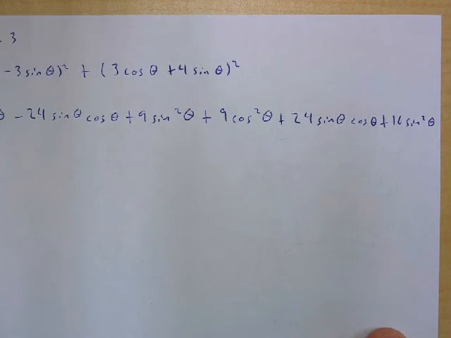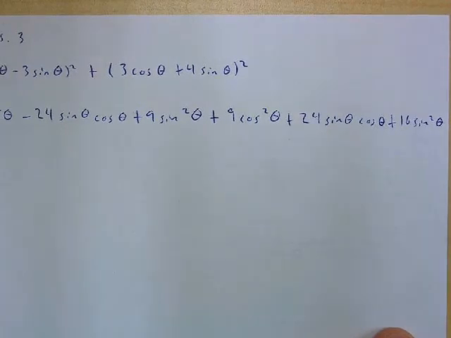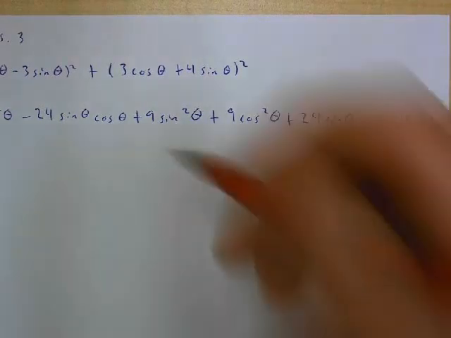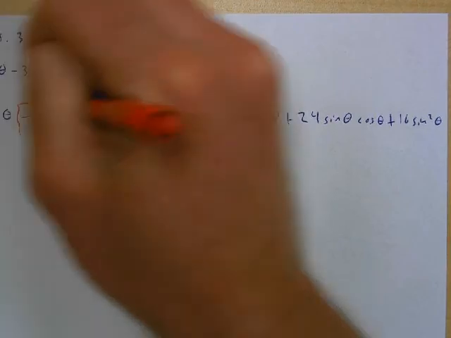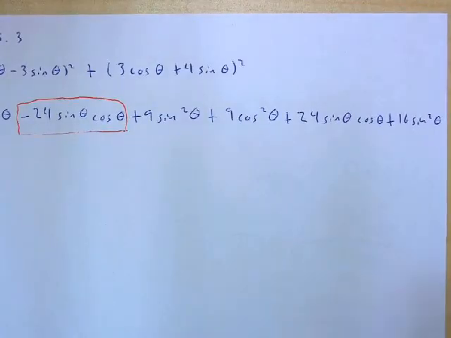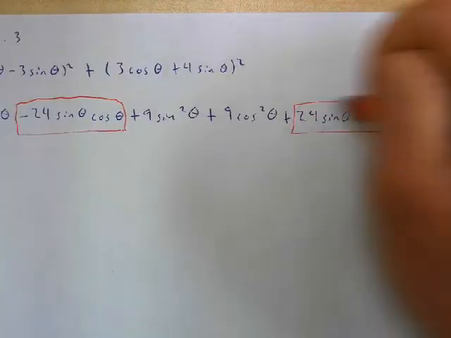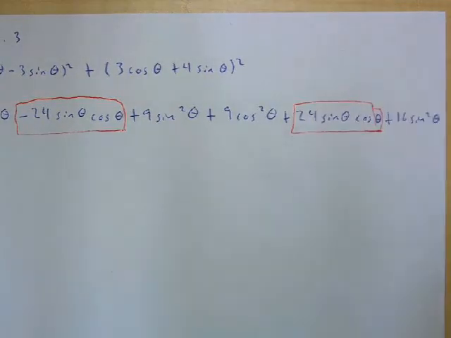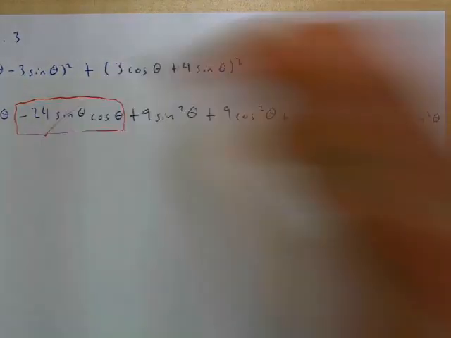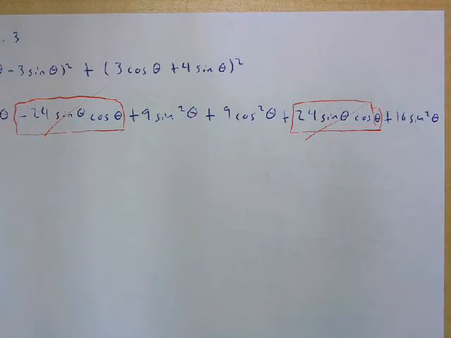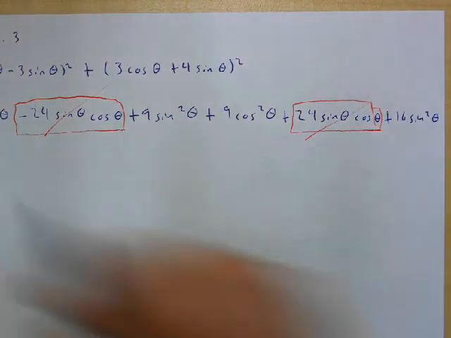Okay, so now I've got all this stuff multiplied out, got this big old mess here. And then, well, what can I combine or get rid of here? Let's see, the big thing in the middle, I've got the negative 24 sine theta cosine theta. And over here I've got positive 24 sine theta cosine theta. So then, well, those cancel each other out. Okay, so that's good. That's gone completely. And then now we can just combine like terms. It doesn't matter which ones we do first. We'll just start on the left.